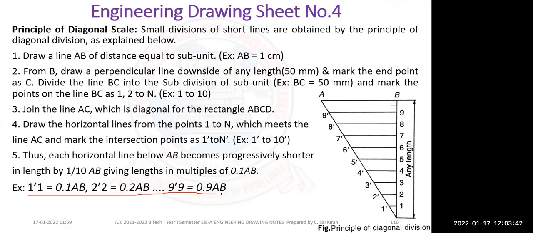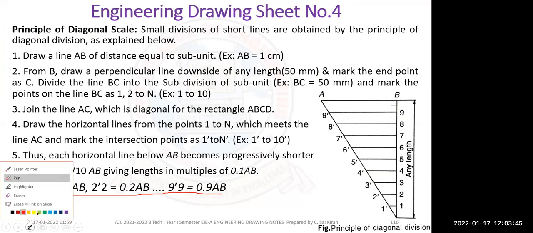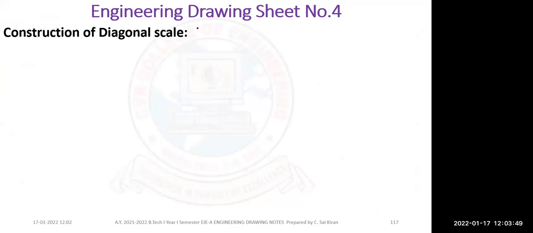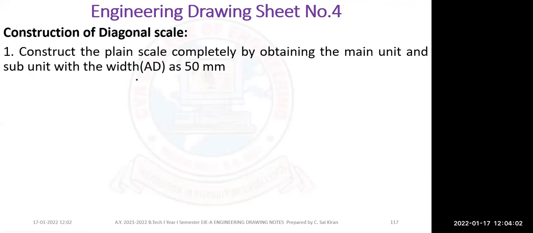Similarly, the same thing has been given here. Okay, so construction of diagonal scale. Those who are practicing the plane scale, it is a continuation of the plane scale. After drawing a plane scale, you have to convert that plane scale into a diagonal scale. So first construct ABCD completely. You have to construct the plane scale completely. Then first one we will divide into some equal parts.